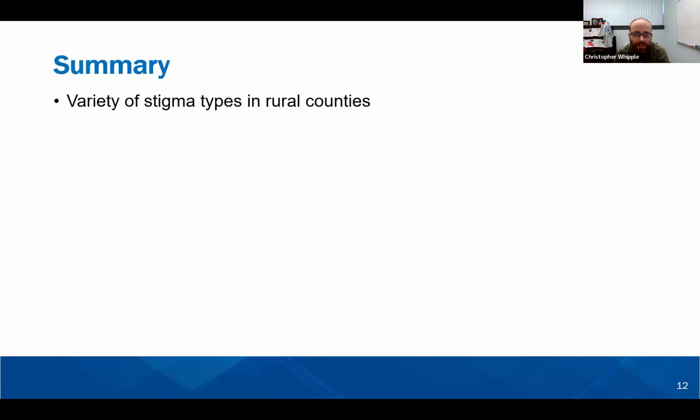So to wrap it up, we see that stigma in rural areas is not this overwhelmingly bad situation. There is a variety of stigma types in rural counties, people who are very supportive and very understanding and want to work with and engage with people in recovery and people with opioid use disorder.